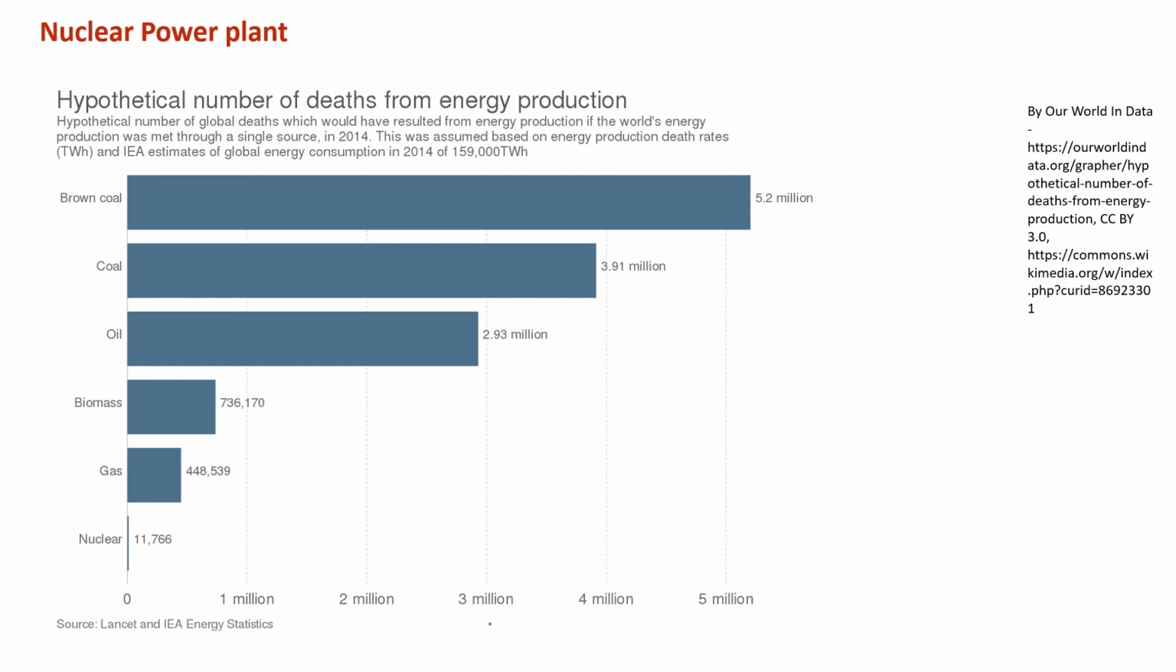So according to these statistics, you see that the mortality from nuclear power plants is much, much lower than all the others. In first place we have brown coal, and then coal, in terms of hypothetical number of deaths, then oil, biomass, and natural gas. So you see that indeed, currently, and this graph dates back 10 years ago, to 2014, there is not a huge risk associated with the production of nuclear energy.